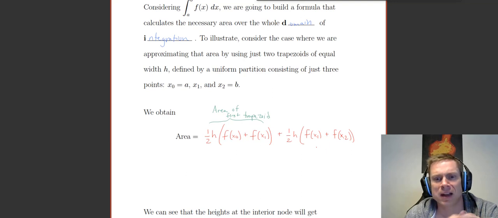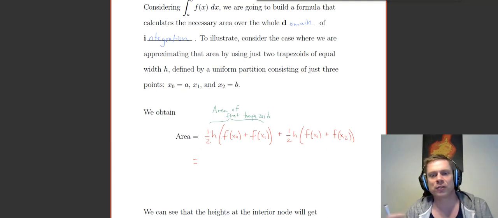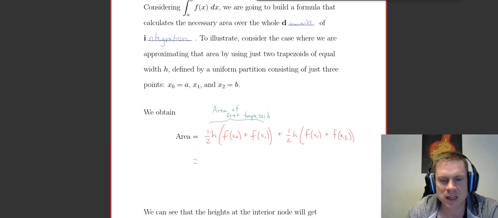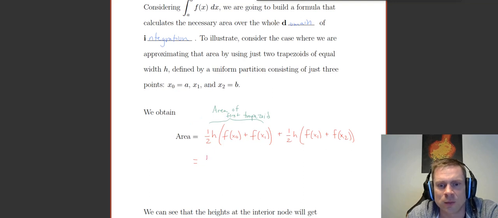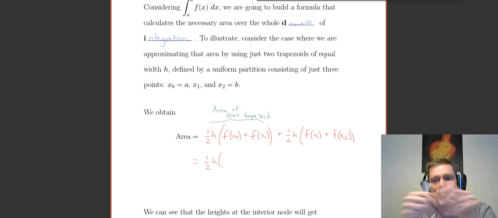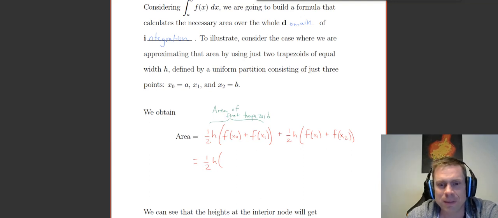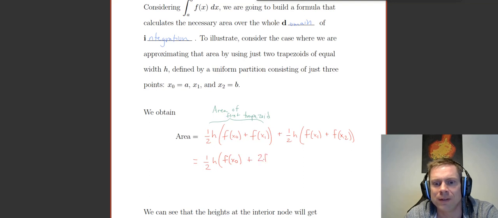But I'm going to take that and work with it a little bit because it turns out that it's going to factor down kind of nicely, right? I have a 1/2 h that's common to both terms. So why don't I just pull them out and see what's left? If I do that, I get 1/2 h. And then think about what's left over. I have an f of x0, an f of x1, an f of x1 again, and an f of x2. So in fact, we end up with an interesting formula where I get f of x0 plus 2f of x1 plus f of x2, like that.